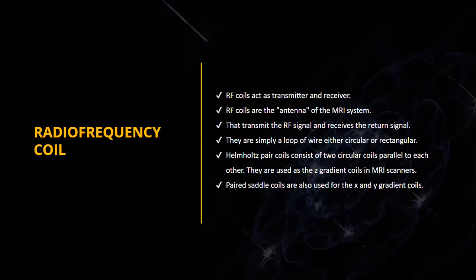Next are radio frequency coils. They are used to receive signals to create the image as protons resume their normal state in the primary magnetic field after the RF pulse, which is called relaxation. They are simply a loop of wire, either circular or rectangular. And paired saddle coils are also used for the XY gradient coils, and they are also used for getting the image of the XYZ axes.